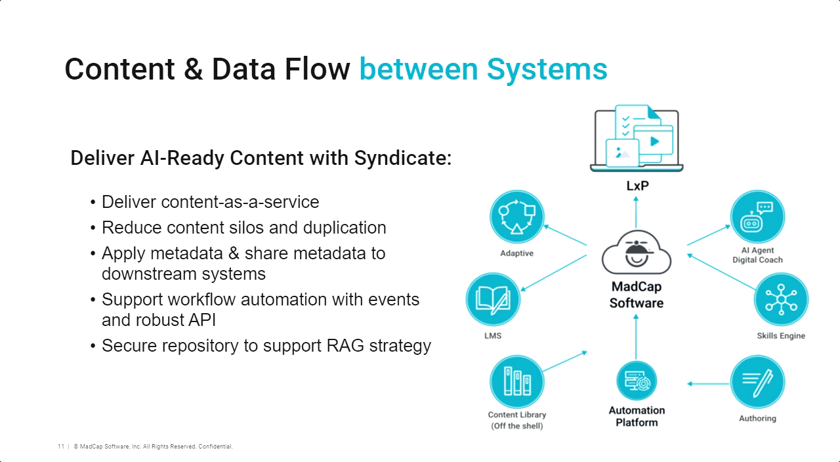So if we think about what's going to be required from more a technical perspective around that content and that data flow between those systems, one thing about AI is you're going to have to start thinking about content as a service even more than before. And you're not going to want to have a lot of different content repositories.